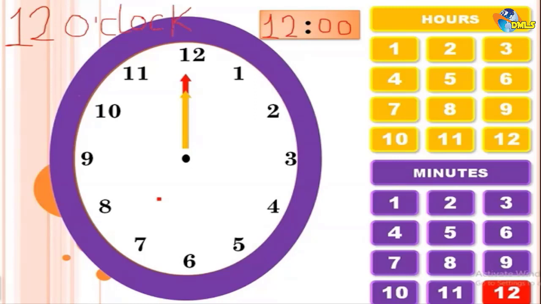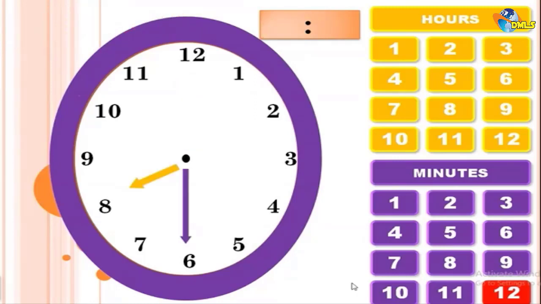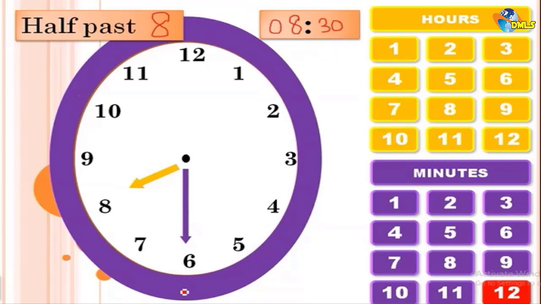Another example for you. If I ask you, what is the time now? We can see that the minute hand is pointing to 6 and the hour hand is pointing to 8. So we can see that the time is 8:30, and on the digital clock it will be 8:30. So we can read it in both ways.